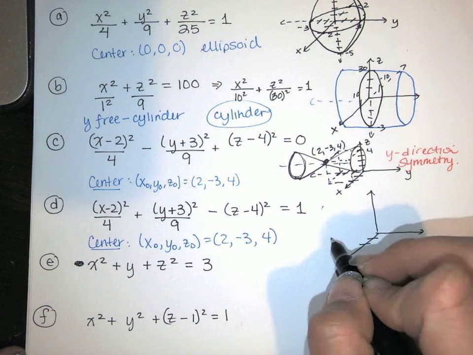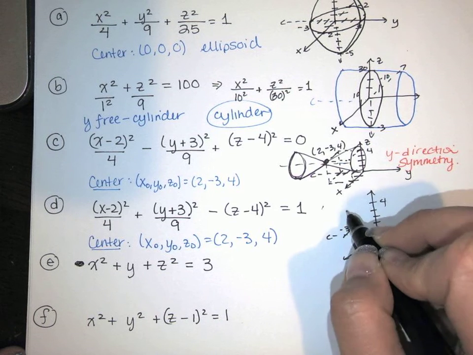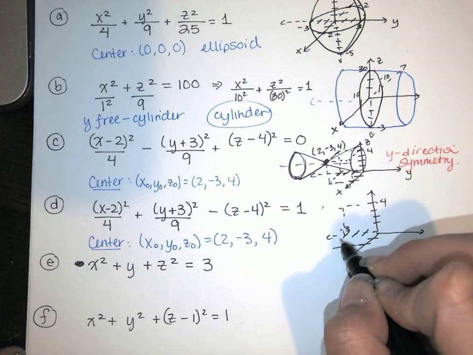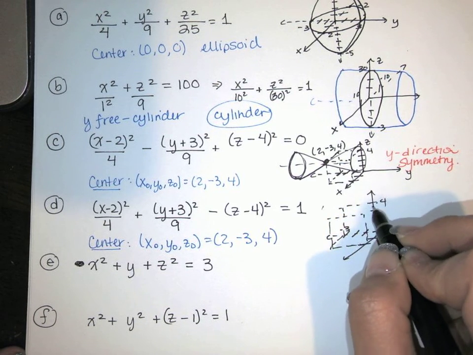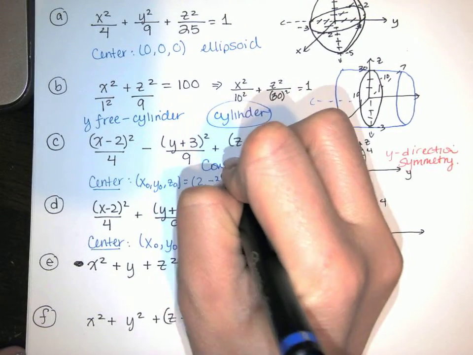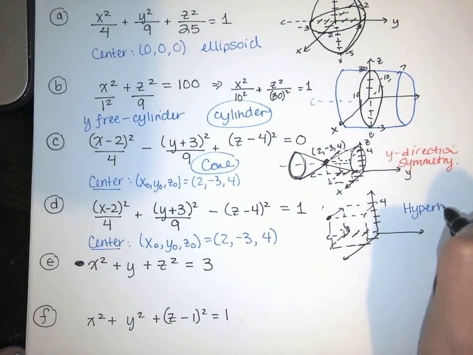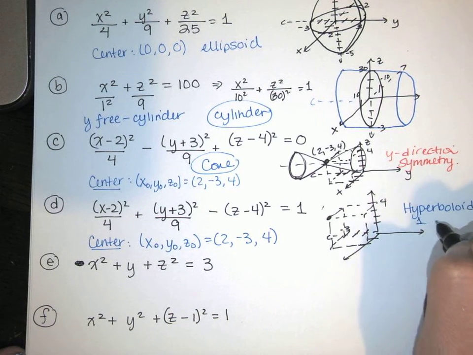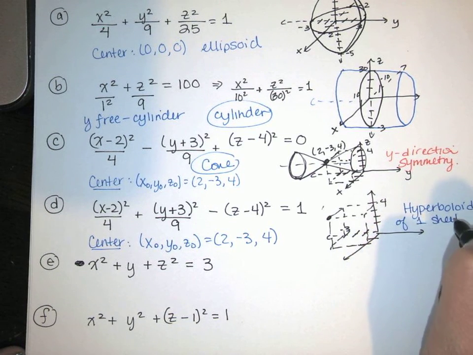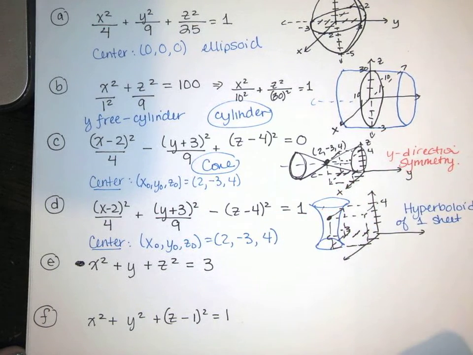So we go to x equals 2, y equals -3, z equals 4. Plot that point. That's the center. But what's the shape? It's a hyperboloid of one sheet. Forgot to label this one. This was an elliptic cone. This is a hyperboloid of one sheet. It opens parallel to the z-axis. So it's going to look like that, roughly.